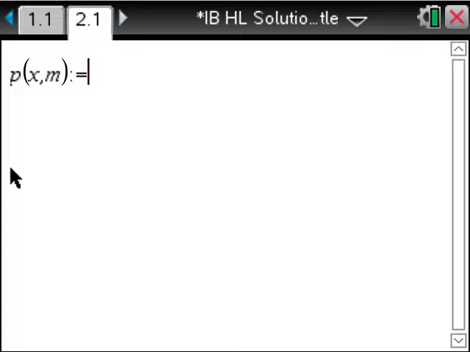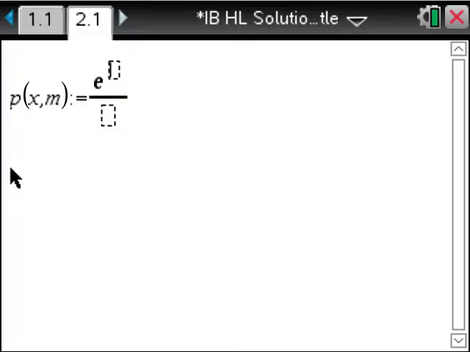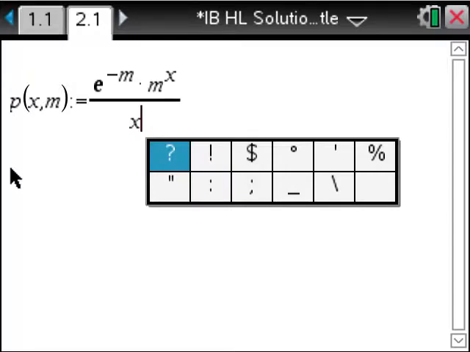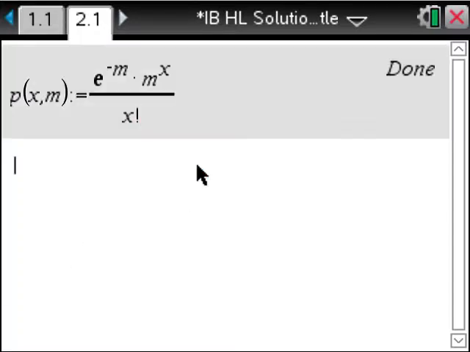I'm going to press Control equals, and define this to be the formula for the Poisson distribution as we know it. So that will be e to the power of negative mu, multiplied by mu to the power of x, all divided by x factorial. To get factorial, it's the symbol button to the far right of the letter G on the keypad, and then you get the factorial button. So I've just defined my function to be the one I'm interested in.